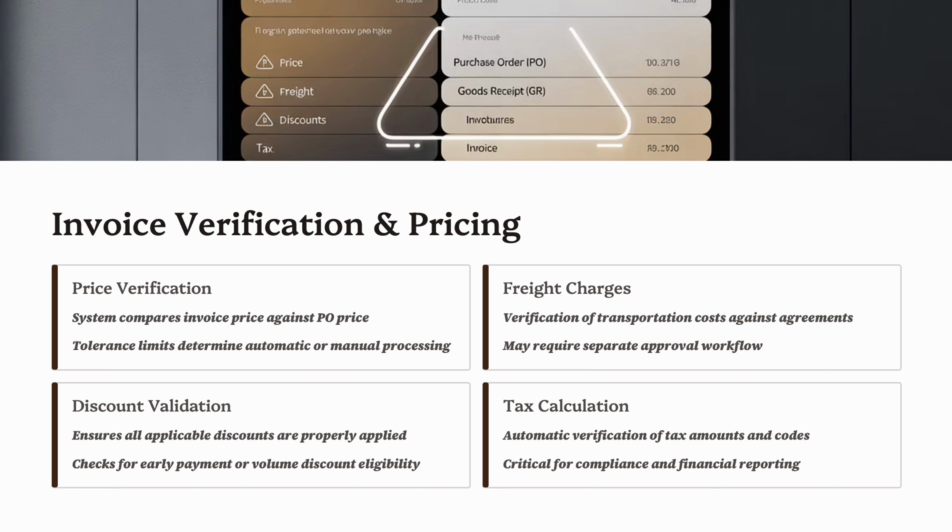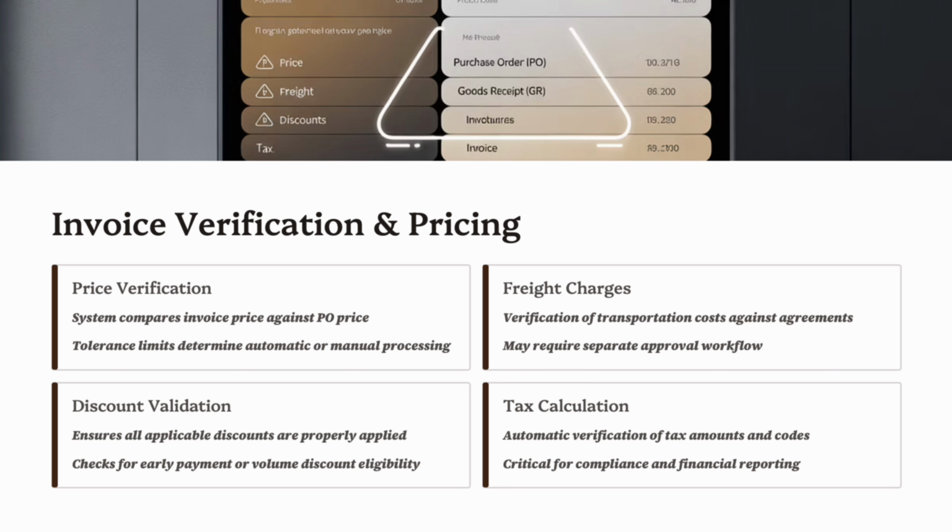Common scenarios include price variance: vendor charges $105 per unit, but PO shows $100. Freight charges missing: freight condition FRB1 wasn't included in the PO but appears in the invoice. Discounts not applied: vendor forgot to include agreed discounts. Tax differences: incorrect tax codes cause mismatches with FI postings.